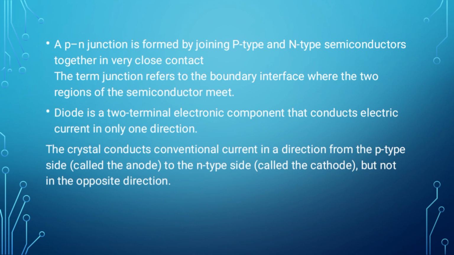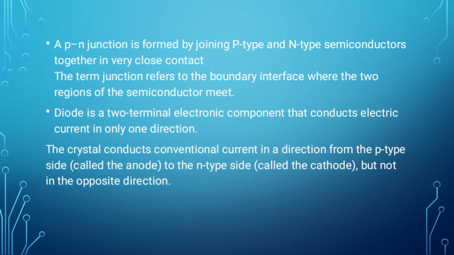A PN junction diode is formed by joining P-type and N-type semiconductors together in very close contact. The term junction refers to the boundary interface where the two regions of semiconductor meet. A diode is a two-terminal electronic component that conducts electric current in only one direction.